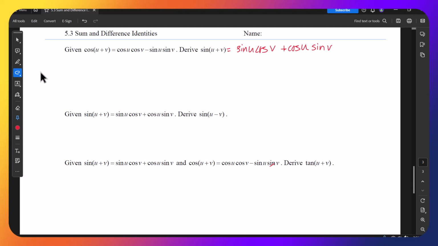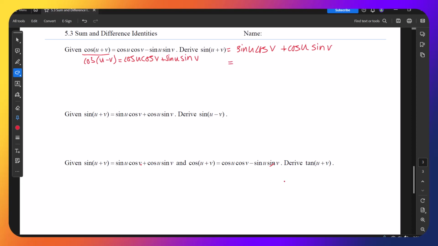Okay, you don't have to use cosine of a sum. You could use the cosine of a difference instead. So I'm going to write that down over here. That's the one we proved in class using the unit circle. So I'm going to do cosine u cosine v plus sine u sine v. You can use any identity you've proven to derive new ones.